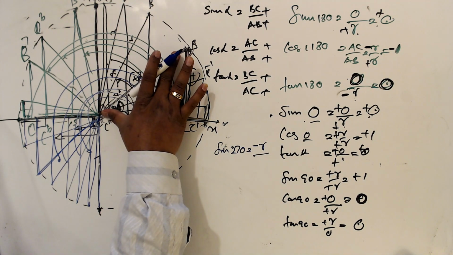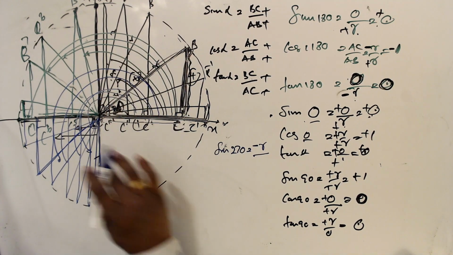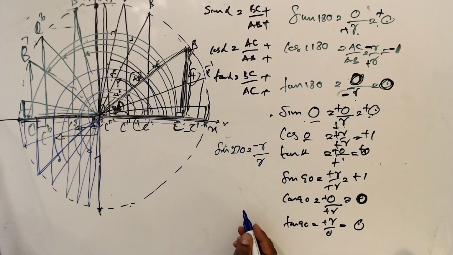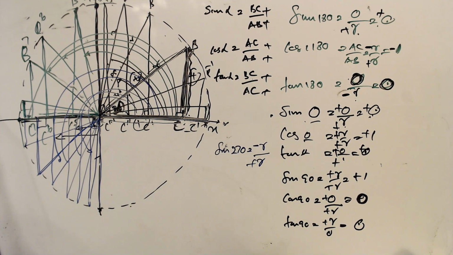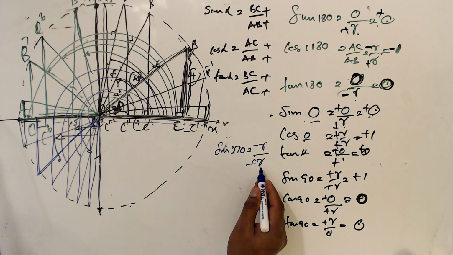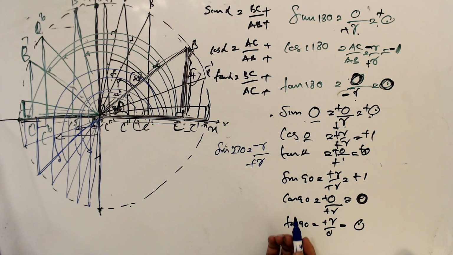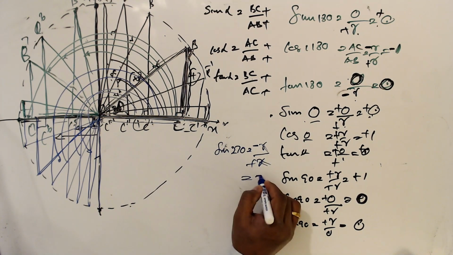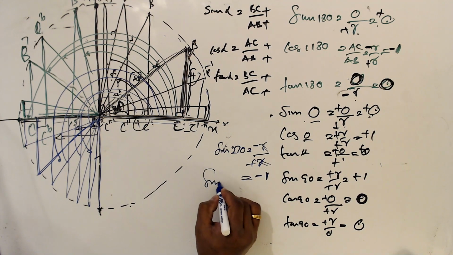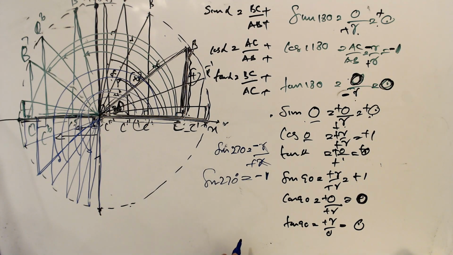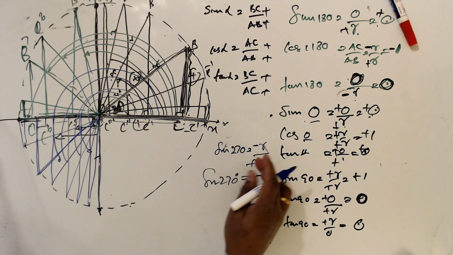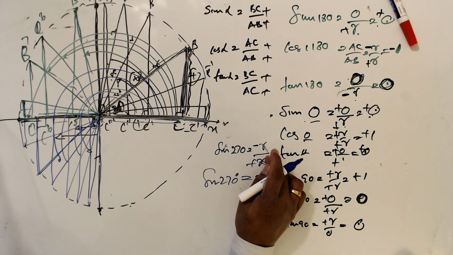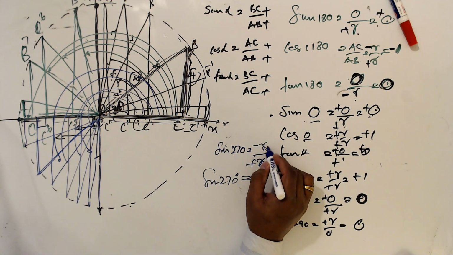And hypotenuse. Hypotenuse is always R, always positive, because it is the radius. And then this R to R cancels out. The answer is minus 1. Sine 270 is minus 1. If I explain this again, what is this R and this R? This is sine. The sine ratio means opposite divided by hypotenuse.